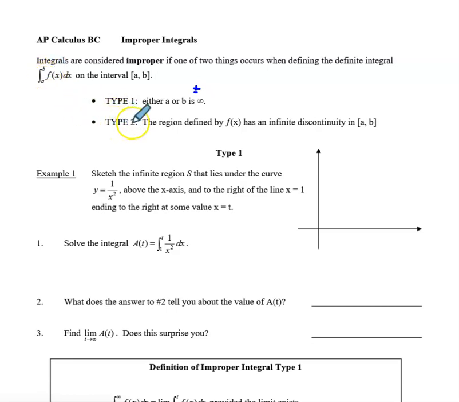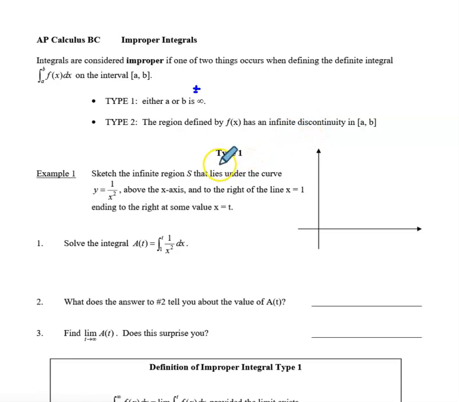The second type of improper integral is when there's an infinite discontinuity somewhere on the interval from A to B. So, for example, what if this was the function 1 over x, and you were integrating from -2 to 2, then you would have a vertical asymptote at 0, and this would be an improper integral because of it. So infinite discontinuity just means vertical asymptote.